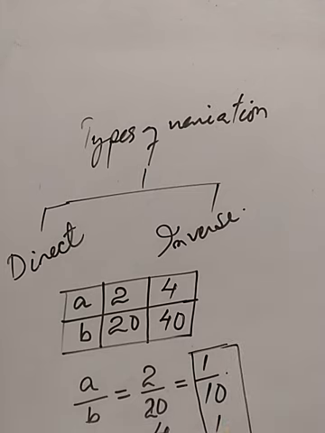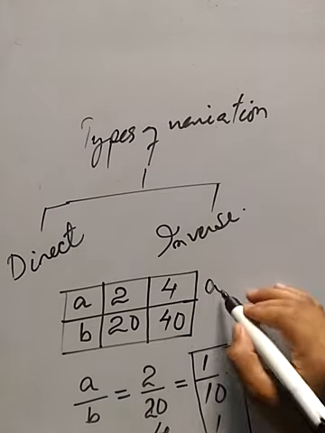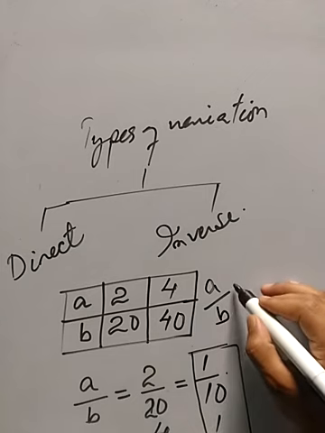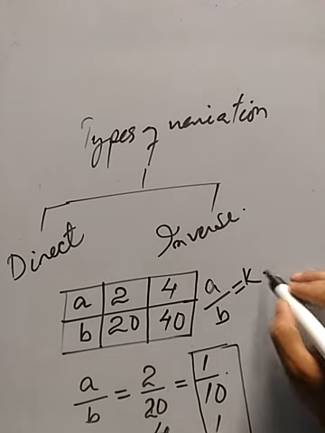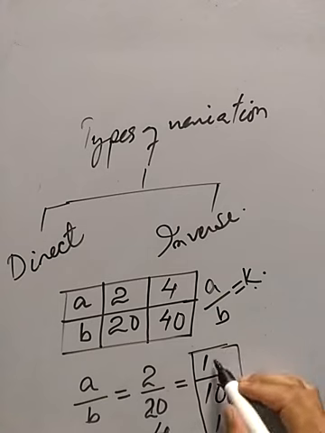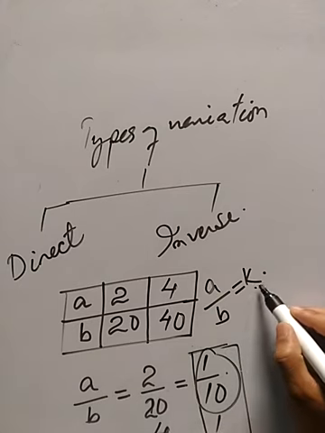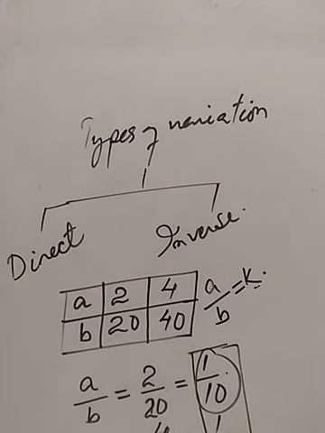Let me repeat. This value is what we call the constant of variation. In short, you can say it like this: A divided by B is equal to K. K means this 1 by 10. This K is what we call the constant of variation. Now we'll be moving to the next type, that is inverse variation.